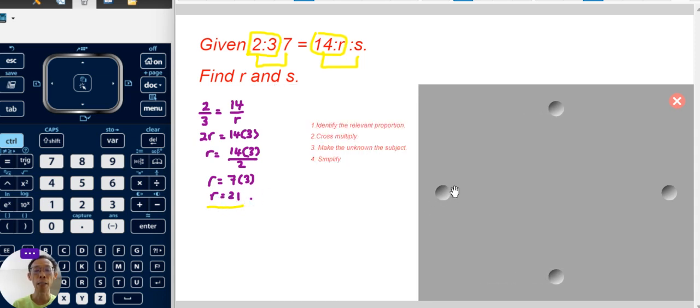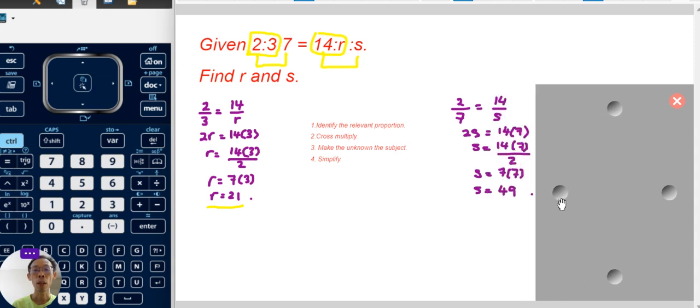And then the other side, the relevant thing is 2 to 7, or 2 divided by 7, 14 to s, 14 over s. So 2s equal to 14 times 7, make s the subject, so divide both sides by 2. So 14 times 7 divided by 2, 14 divided by 2 is 7. So 7 times 7 is 49.